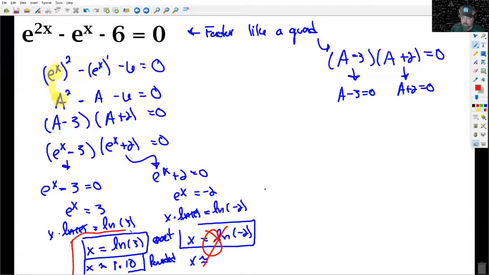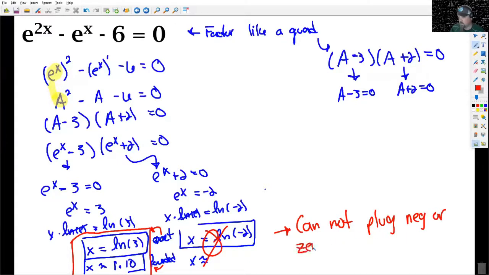This is the only answer that'll work. So what we have to remember here is we cannot plug negative or 0 into log or natural log. And we always got to check that when we go and get our answers.